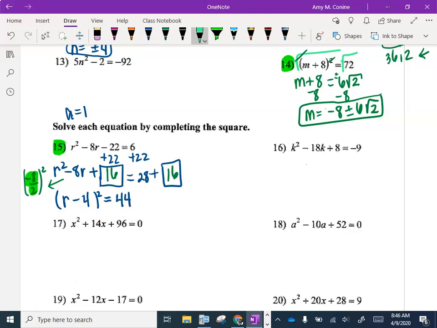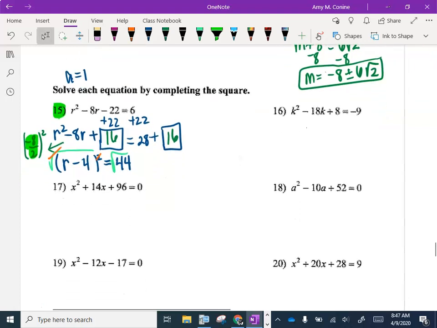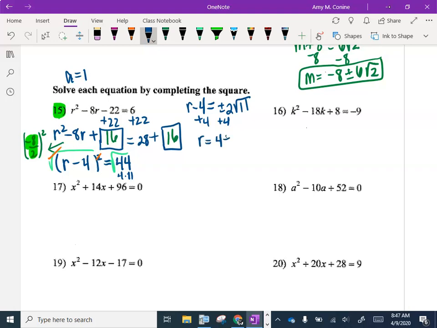Okay, so then once this is by itself, you can take the square root. So the 2 and the radical, and again, this is where you might want some other paper. So r minus 4, and then 44 breaks down to 4 and 11. So you would have plus or minus 2 root 11. And then you have one last thing to do. You need to add the 4 over. So r equals 4 plus or minus 2 root 11.